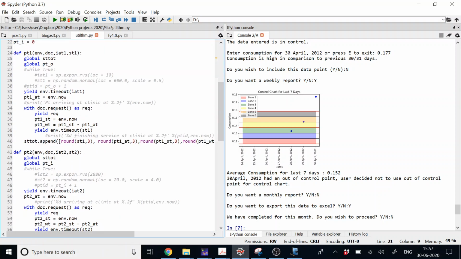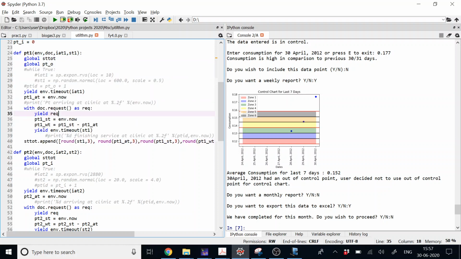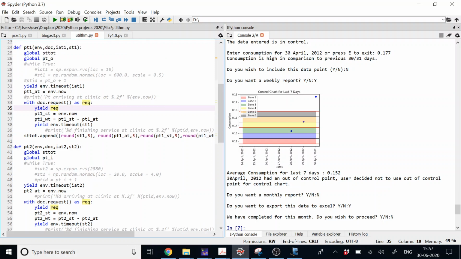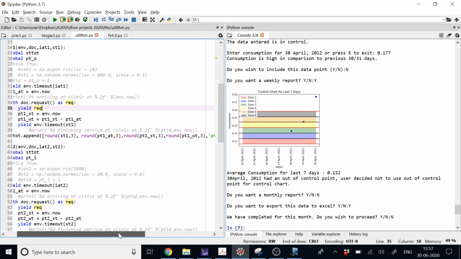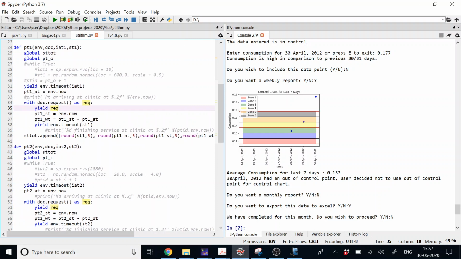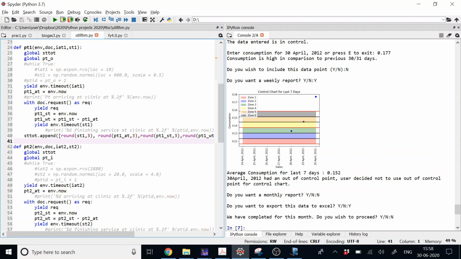Now I'm defining an arrival and service process for each patient. I'm not going to go into the details of this, but what I'm doing is recording the arrival time of the patient, the service time of the patient, and the service start time, PT1 ST, and the wait time of the patient. So these are the things that I'm recording.